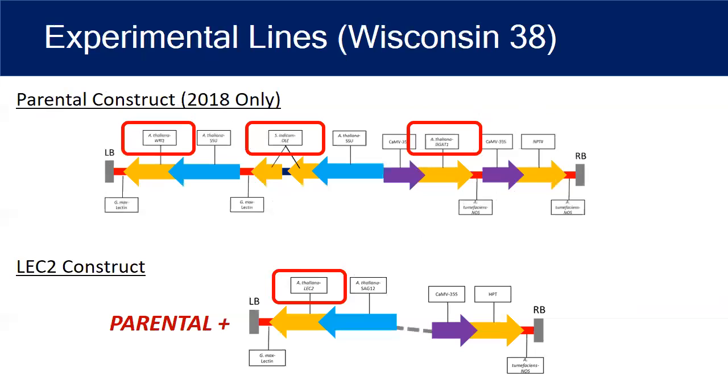That was the parental construct. The second construct, called LEC2, was the parental tripartite system with the addition of another transcription factor called leafy cotyledon 2, which was also known to induce lipid biosynthesis and change flux towards lipid production. Interestingly enough, this gene in the LEC2 line is driven by a senescence-associated promoter.